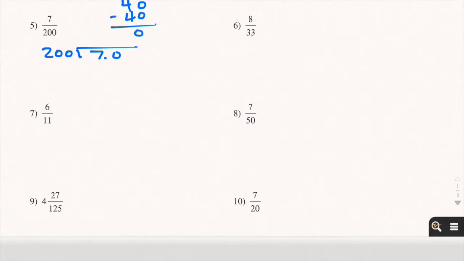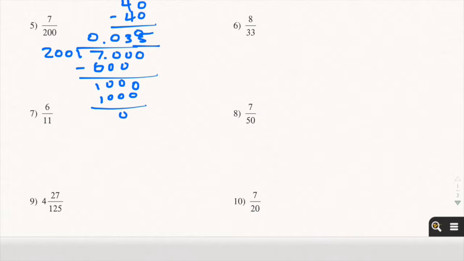7 over 200. Put the decimal point, add a couple zeros here. 200 goes into 7 0 times, bring the decimal up. 200 goes into 70 0 times. 200 goes into 700 3 times. 3 times 200 is 600. Subtract those, we get 100. Bring down the next 0, we get 1,000. 200 goes into 1,000 5 times. 5 times 200 is 1,000. We end up getting 0 when we subtract those. So 7 over 200 is equal to 0.035.